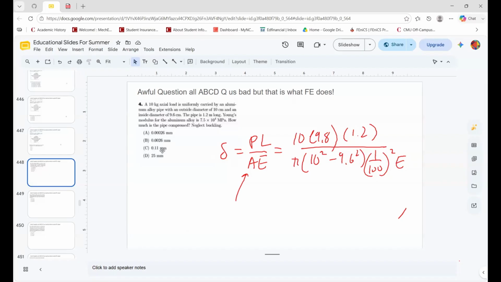It's not rocket science, just 10 multiplied by 9.8 multiplied by 1.2 divided by pi times (10 squared minus 9.6 squared), times (1 over 100) squared. Young's modulus is multiplied by 7.5 times 10 to the power of 6, so it's going to be 10 on the top, which is a very small number. Let me double check if I got everything right, because I don't get any of the answers. Probably due to my incompetence in the multiplication or typing.